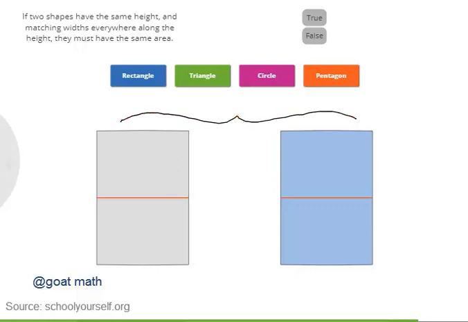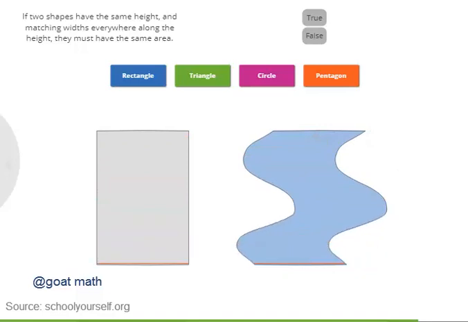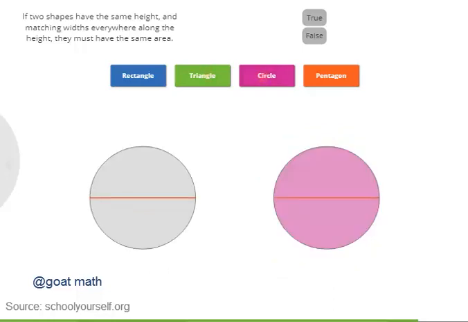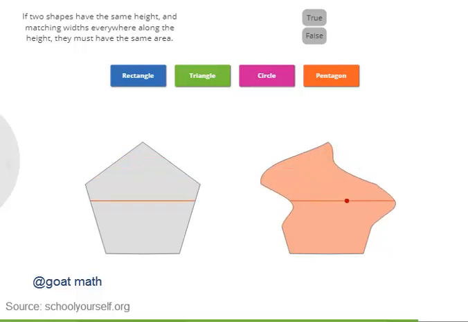Here are two rectangles, and notice they have the same height and matching widths everywhere along the height. In this interactive, you can drag around different parts of the blue rectangle. These two shapes still have matching widths everywhere, so Cavalieri's principle says they still have the same area. Try playing around with these other shapes, a triangle, a circle, and a pentagon. You can use Cavalieri's principle to find the areas of some really weird-looking shapes like this one here. After you've played with all of these shapes, try answering the question up here.